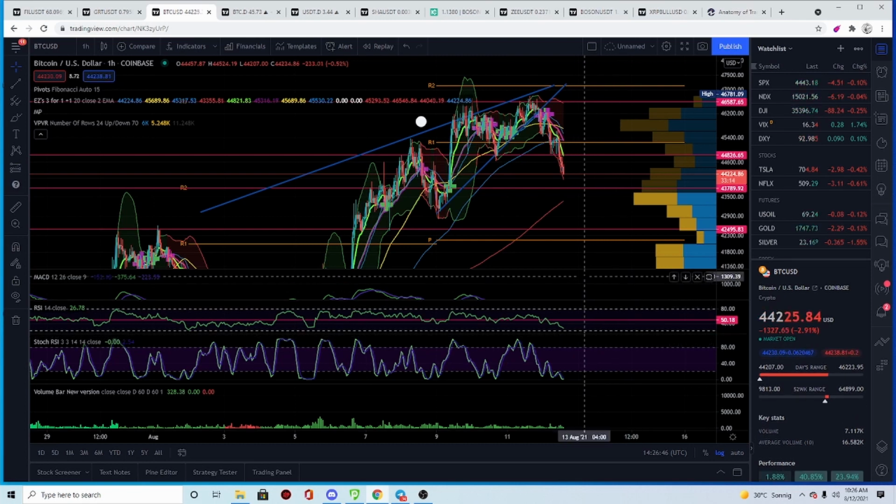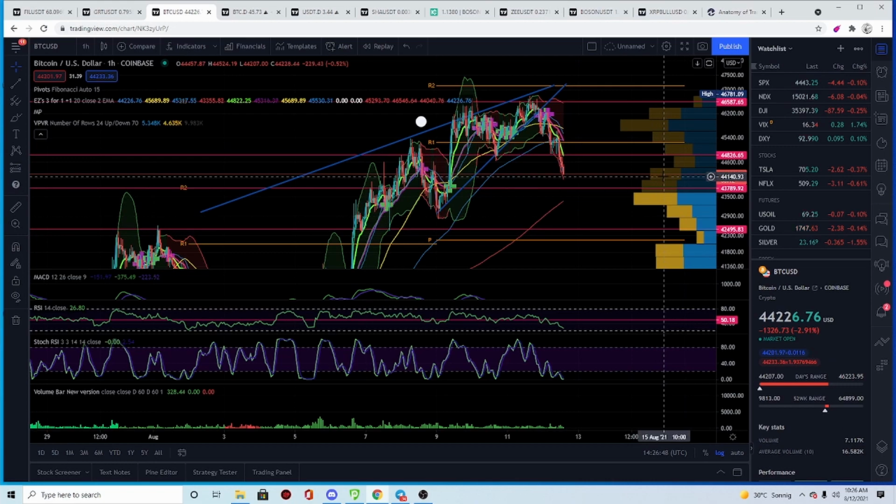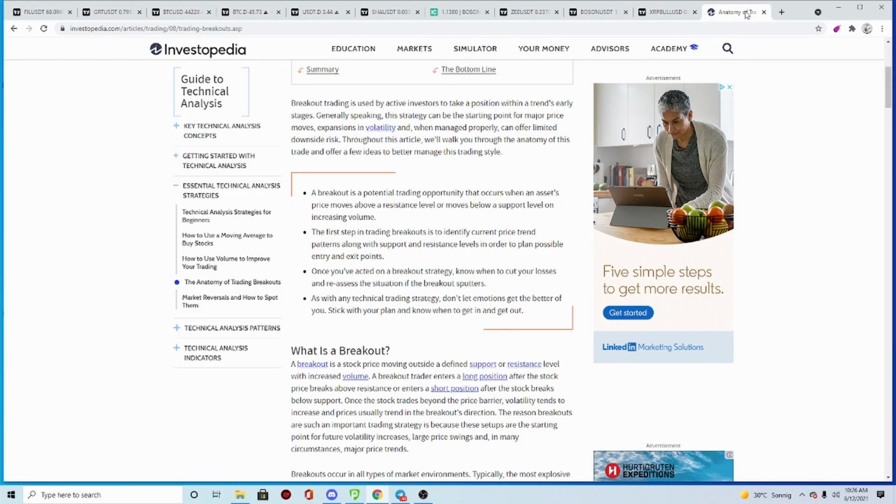Alright guys, let's go ahead and get into trading breakouts. Breakout trading is used by active investors to take a position within a trend's early stages. Generally speaking, this strategy can be the starting point for major price moves, expansions, and volatility, and when managed properly, can offer limited downside risk.